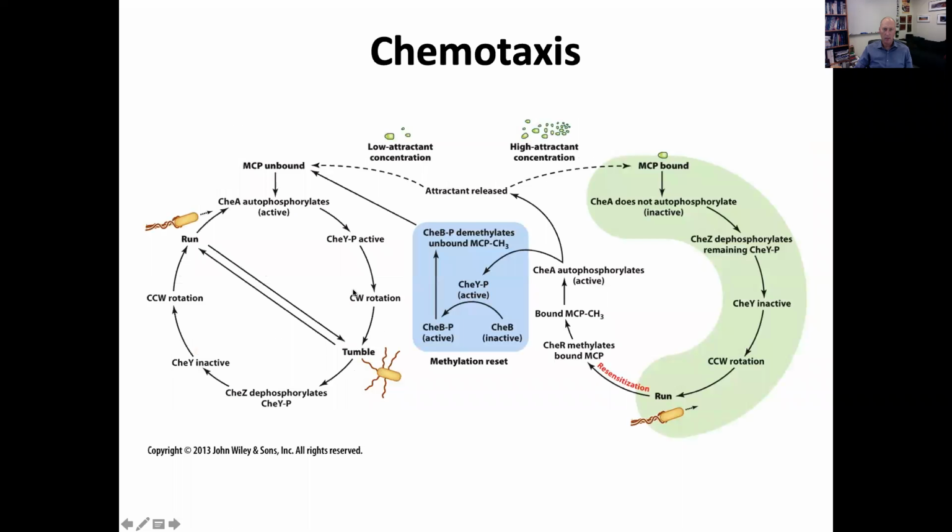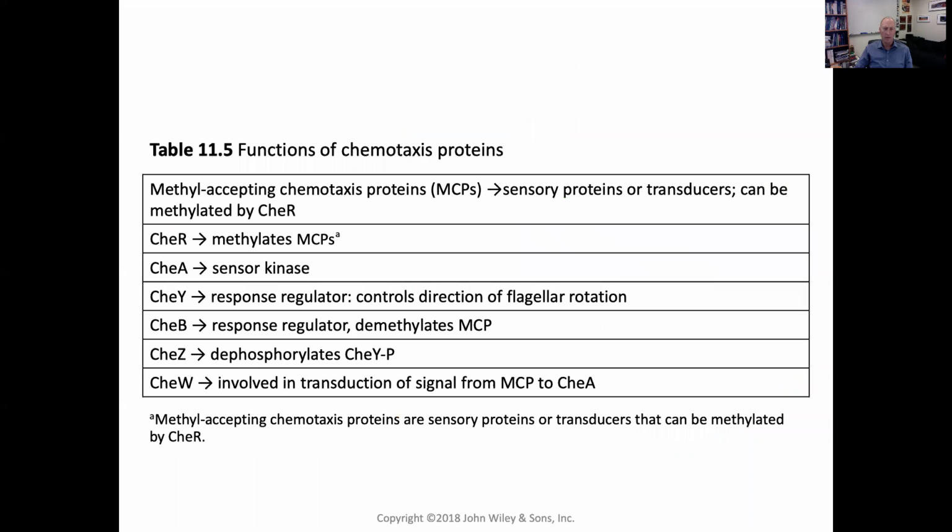Now, I probably should have put this slide up front, but now that you've seen different players, here are the rest of the players. We already talked about CheA and CheY. Now we have CheR, which methylates MCPs, and CheB, which demethylates MCPs. CheZ you already saw because it dephosphorylates CheY. And then CheW is sort of an adapter that helps MCP bind to CheA. So these are the players.